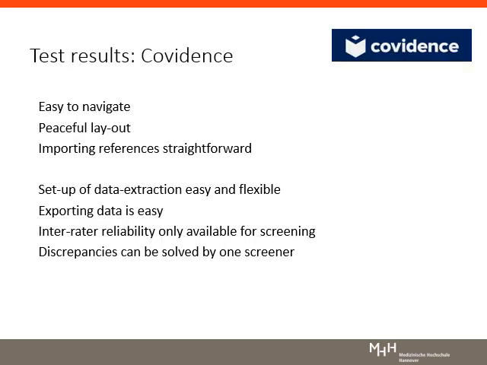So the first tool we tested is Covidence. And Covidence was a very pleasant experience. It's very peaceful to the eyes and it's very intuitive to navigate in all the different phases that you can use it. The only 2 disadvantages that we had with this tool is that inter-rater reliability is only available for screening. So if you want to know how consistent your data extraction is, you would have to manually log that. It's not something allowed in the platform. And discrepancies can be solved by one screener, which can be very efficient, but it also allows for cheating. So you will have to consciously decide to work conscientiously and not cheat.